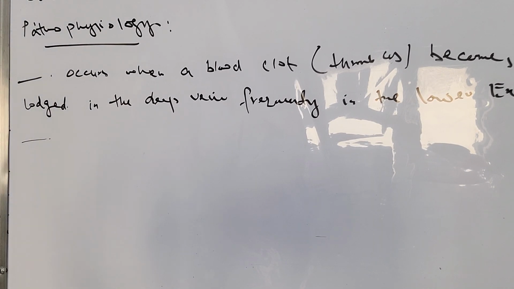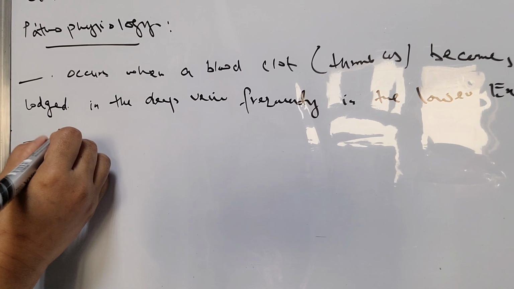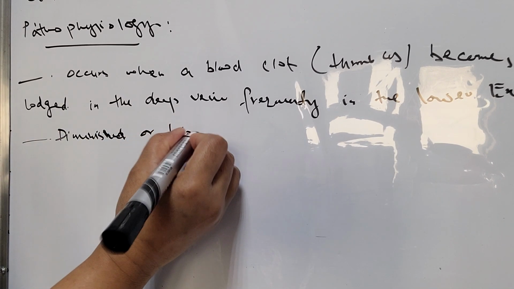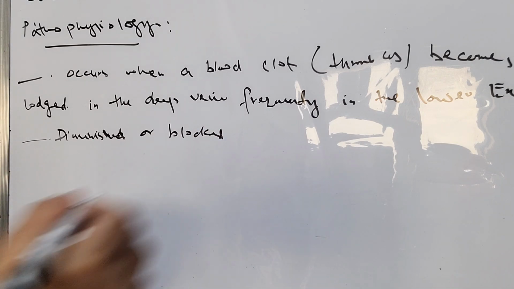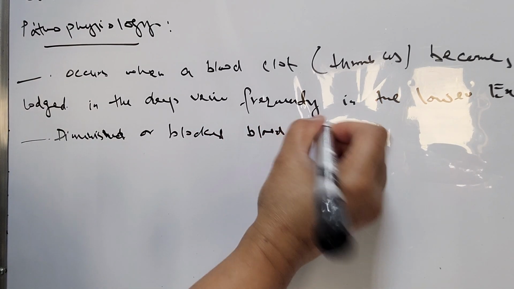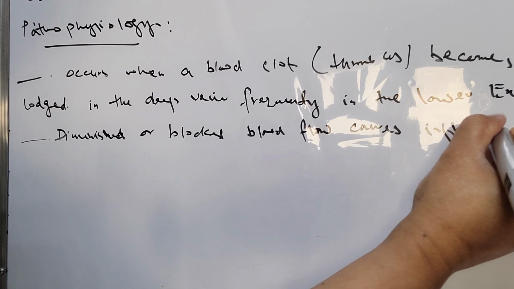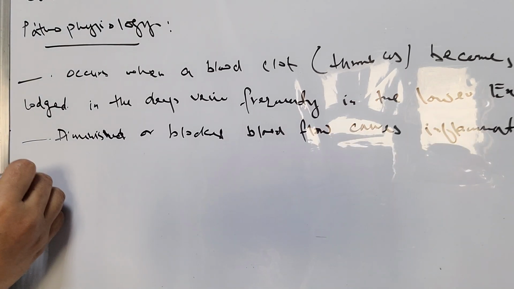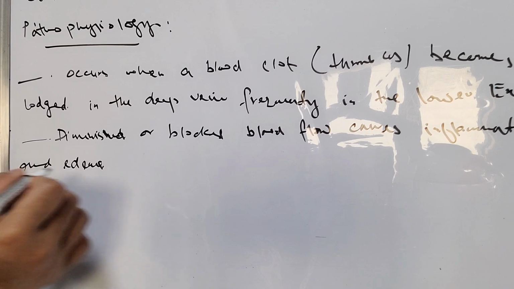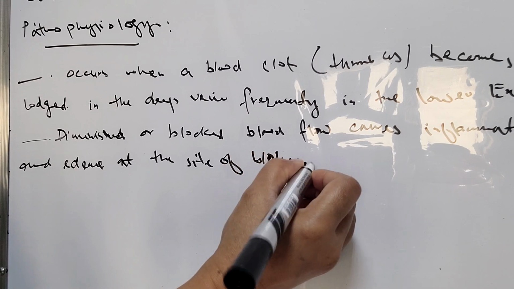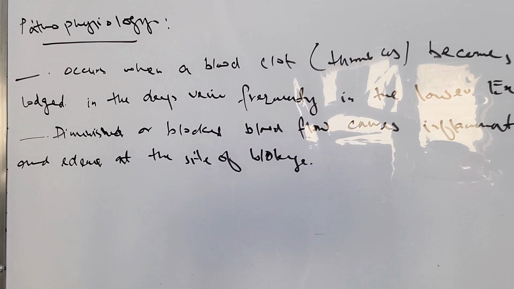Now when this clot is lodged in the deep vein, what will happen? Diminished or blocked blood flow. What will happen? It causes inflammation and edema at the site of blockage.